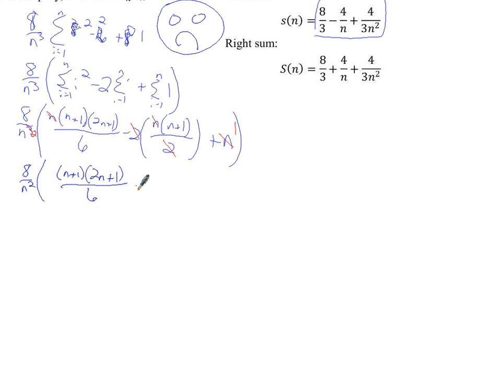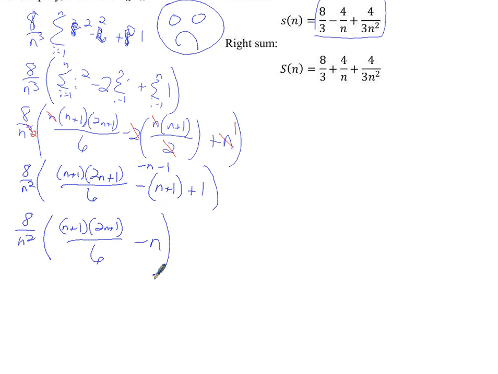And then this has turned into minus, in parentheses still, n plus 1, and then plus 1. This becomes minus n minus 1 plus 1. So those 1's disappear, which is nice. So let me rewrite this now. 8 over n squared times the n plus 1 times 2n plus 1 over 6 minus n.